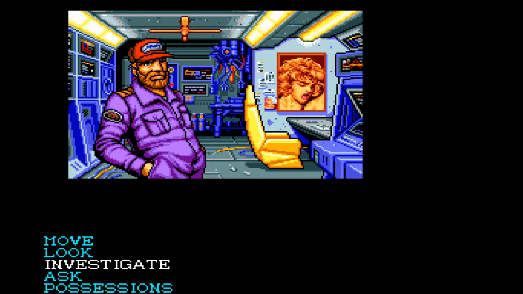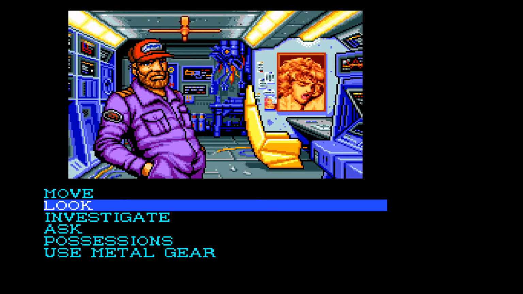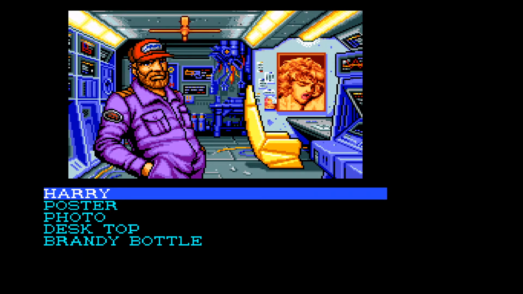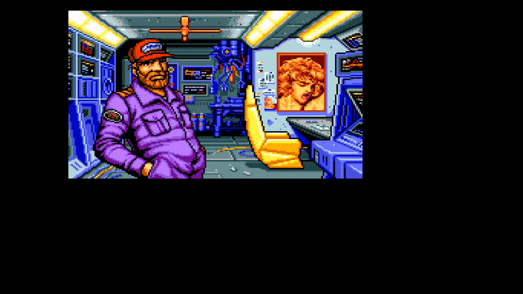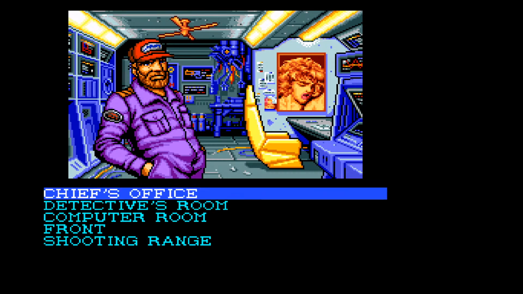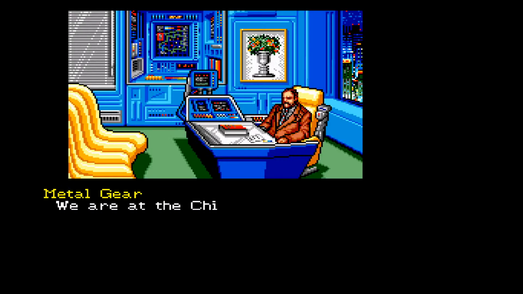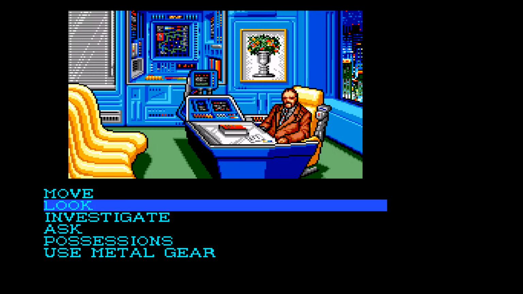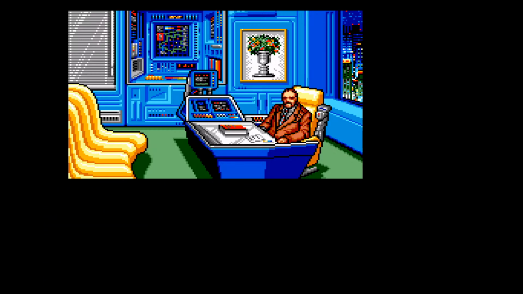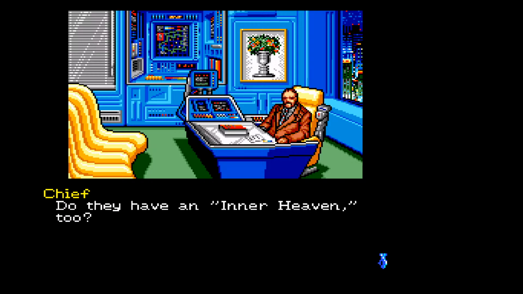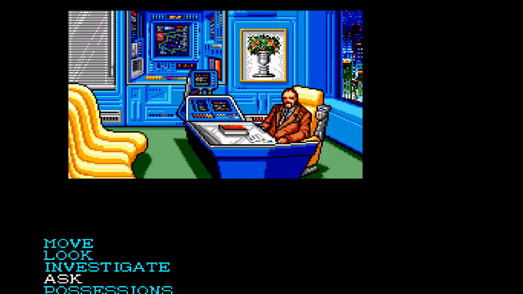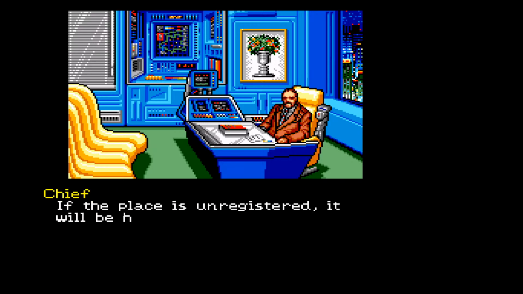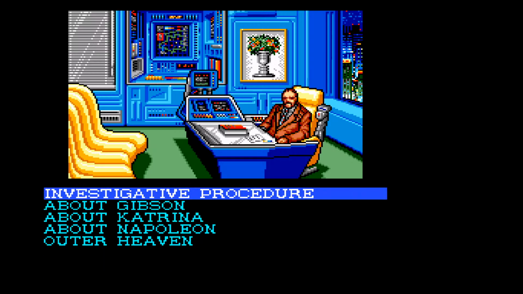Photo? Yeah, okay. I guess that's it. Okay, let's go to the chief's office. Let's ask about Outer Heaven. He might know. Outer Heaven, eh? Do they have an Inner Heaven too? If the place is unregistered, it will be hard to find it.